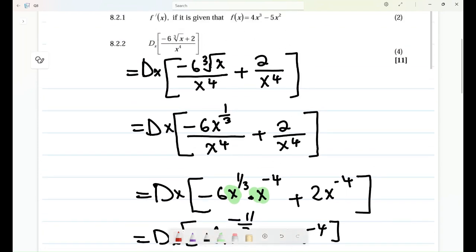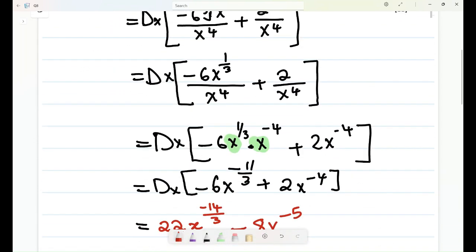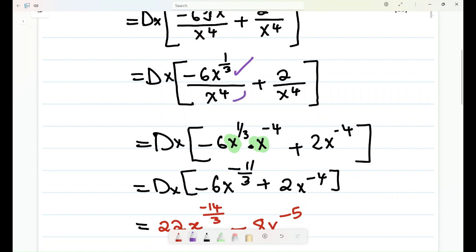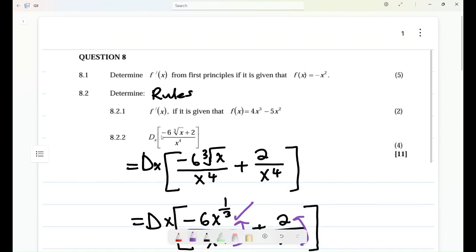This is your 4 marks. How does your 4 marks come here? Applying these rules here, changing this from a root to an exponent form. Applying the rules, then taking this one to the numerator, both of these to the numerator, it is another mark. Then for differentiating, another mark. So that's all for question 8.